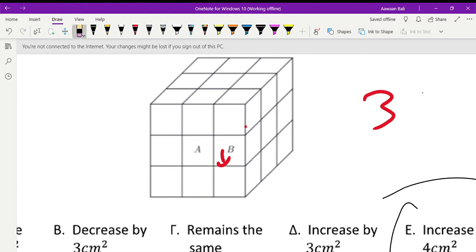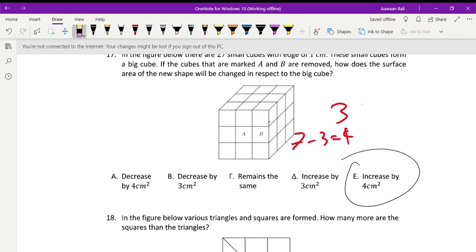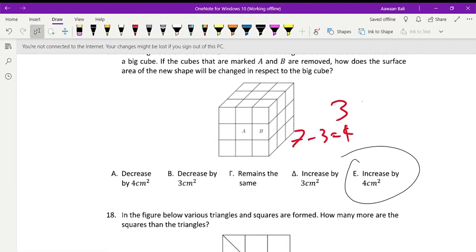Whoa, there's a lot of them. There'll be one here. Wait, sorry. There'll be 2 sides at the top. There'll be one side here, 2 down, and there's 2 up. So 1, 2, 3, 4, 5, 6, 7. There's 7 sides. So then we just do 7 minus 3, 4. So that means we know the surface area has increased by 4 centimeters squared. So the answer is eta 4 centimeters squared.